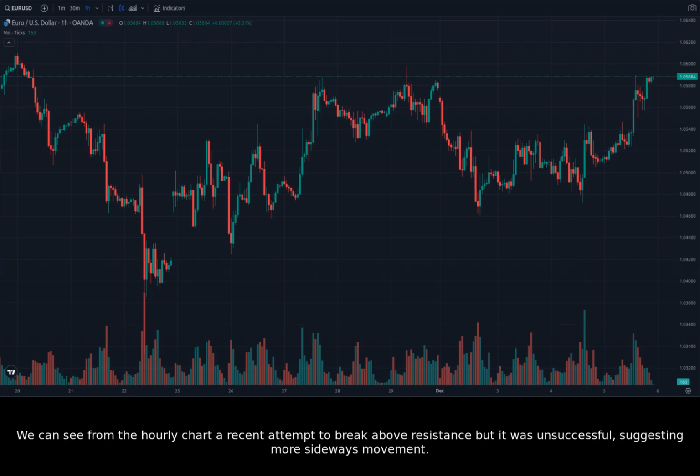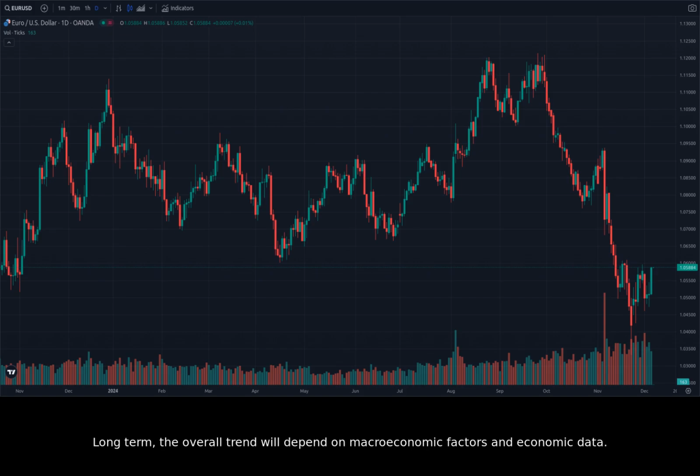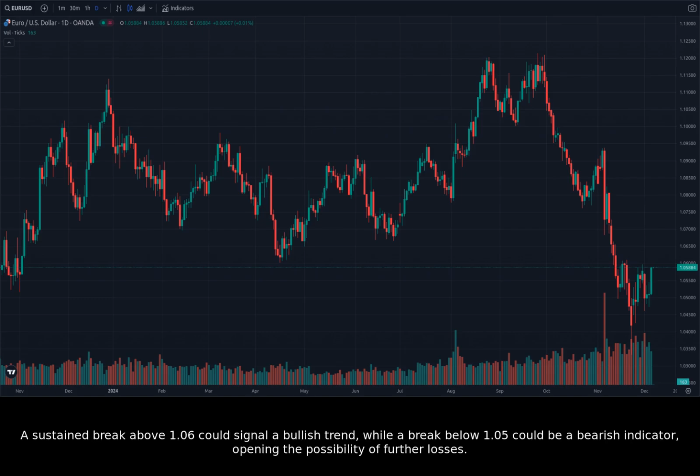We can see from the hourly chart a recent attempt to break above resistance, but it was unsuccessful, suggesting more sideways movement. Long-term, the overall trend will depend on macroeconomic factors and economic data. The daily chart indicates the presence of support around 1.05 and resistance levels near 1.06. A sustained break above 1.06 could signal a bullish trend, while a break below 1.05 could be a bearish indicator, opening the possibility of further losses.